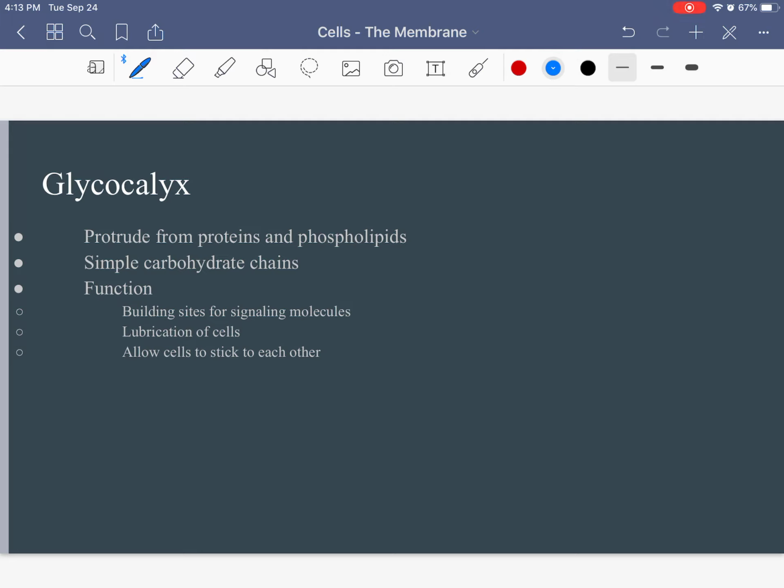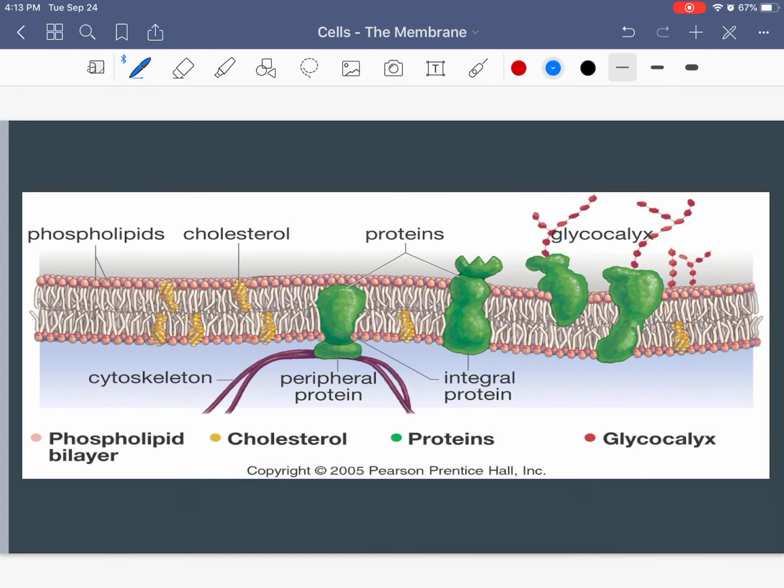And then we have our glycocalyx. Glycocalyx will protrude from proteins and phospholipids, and they are carbohydrates. That prefix glyco is like glucose, sugar. They're binding sites for signaling molecules, so they will help to signal other cells that things are going on. They allow for lubrication of the cells so that they can move past each other, but they also allow cells to stick to each other. So they have a lot of different functions depending on what you're looking at with that glycocalyx.